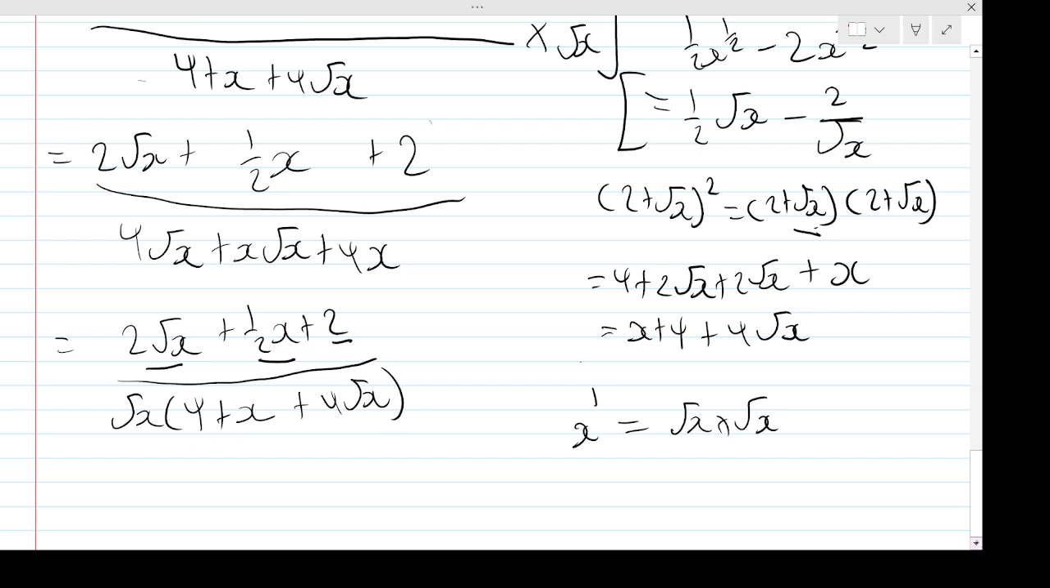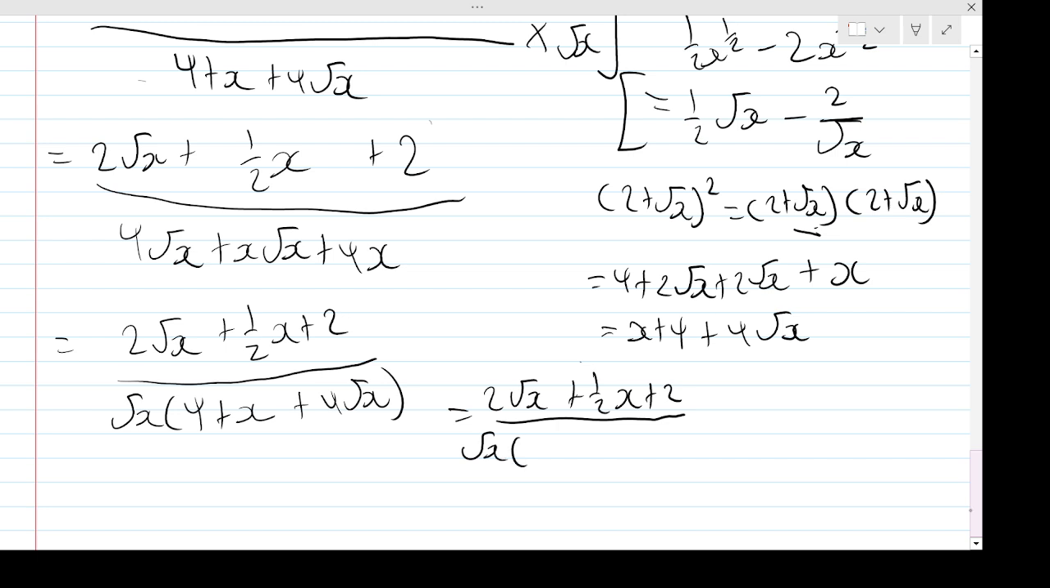Right? I'm going to make this more clearer. So I have 2 root x plus a half x plus 2. I don't have much room here. So I have 2 root x plus a half x plus 2 all over root x. And then I'm going to rearrange the bottom bracket in the same way. So I'm going to put the root x term first. So I'm going to have 4 root x. And then the x term, so just x, add x. And then add 4 in the end. Okay, hopefully it's very clear now that they kind of match, right?